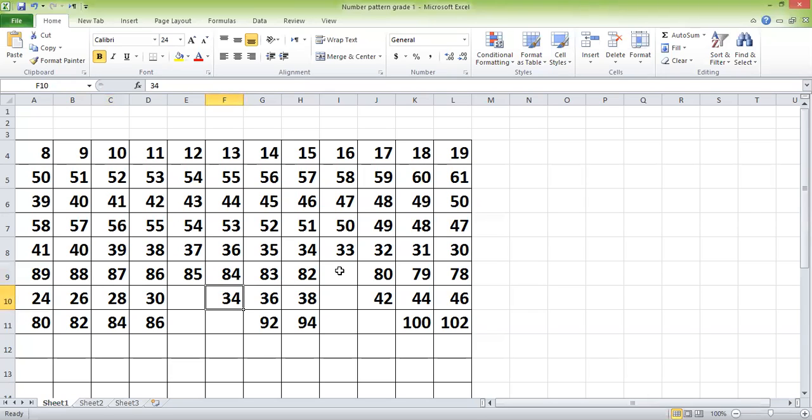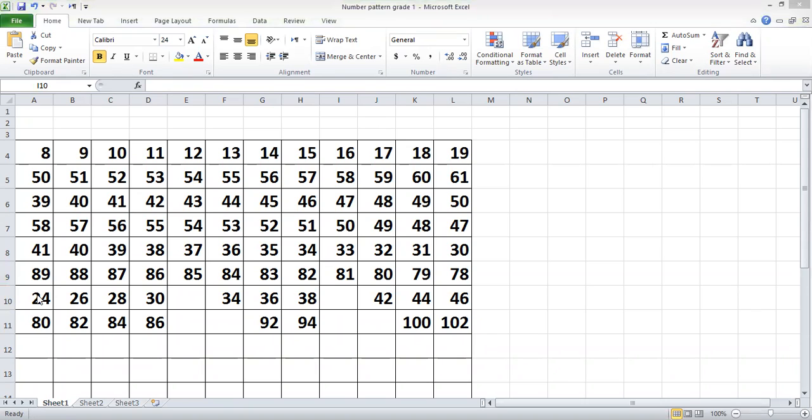Same here. Can you tell me, guys, after 82 what number will come? Between this 82 and 80. Very good. In this pattern, after 82, there will be 81. Why 81? Because in this pattern, we are counting back in ones. So 82 less than 1 is equal to 81. 82 minus 1 is equal to 81. That's very good.